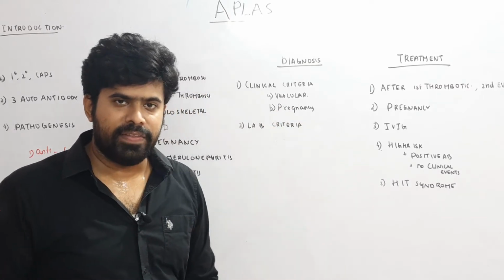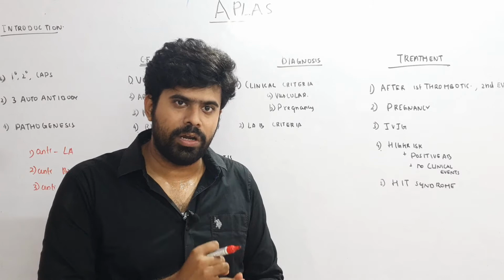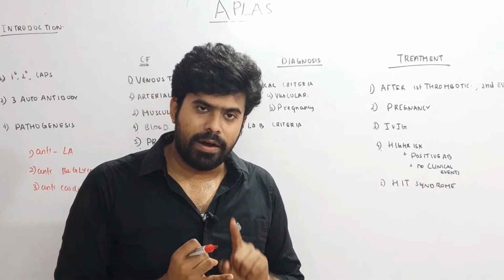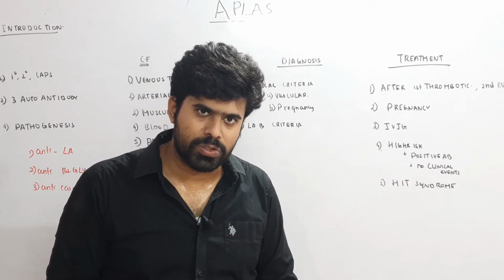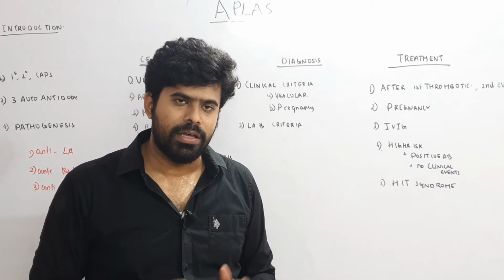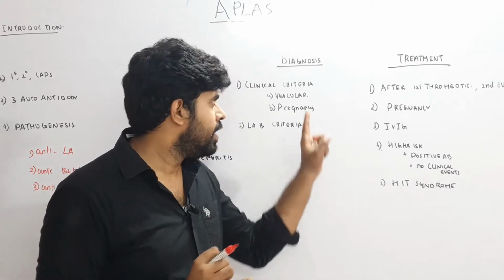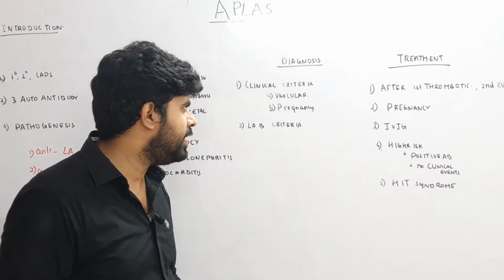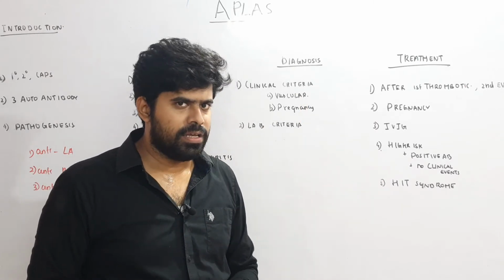Vascular means there should be evidence of more than one involvement of either arterial thrombosis, venous thrombosis, or small vessel thrombosis, and consequent organ or tissue injury. More than one episode of clinical thrombosis, that is the vascular criteria. Pregnancy criteria means 3 points.